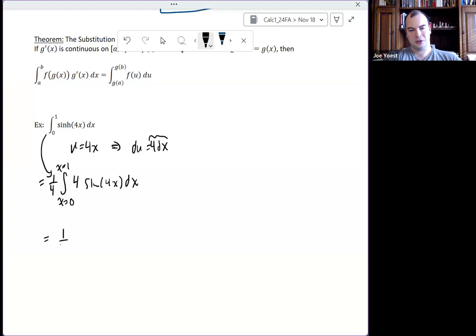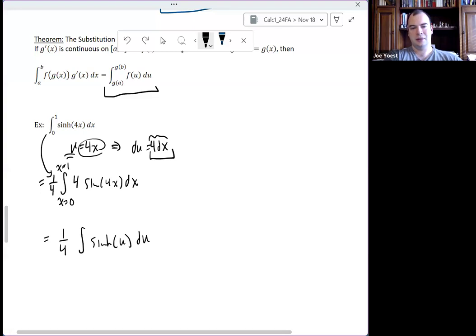Now I see that this is 1/4 integral f of u du, or sinh of u, right? Sinh of 4x is sinh of u, and 4dx is du. And I have to be very careful here, right? Very tempting to write integral 0 to 1, but this is integral from u equals something to u equals something else.